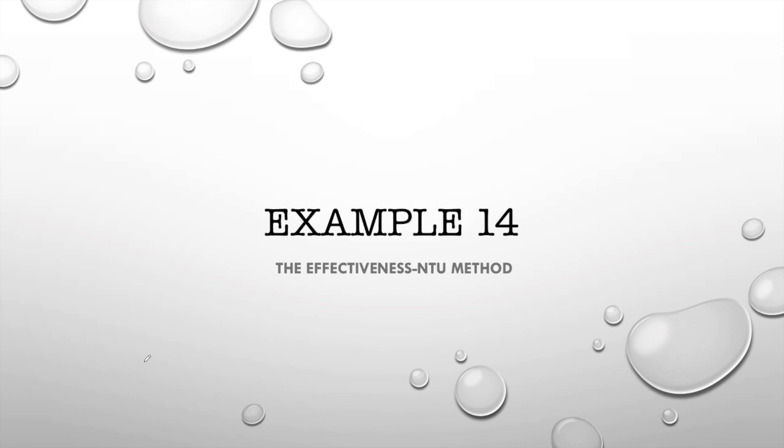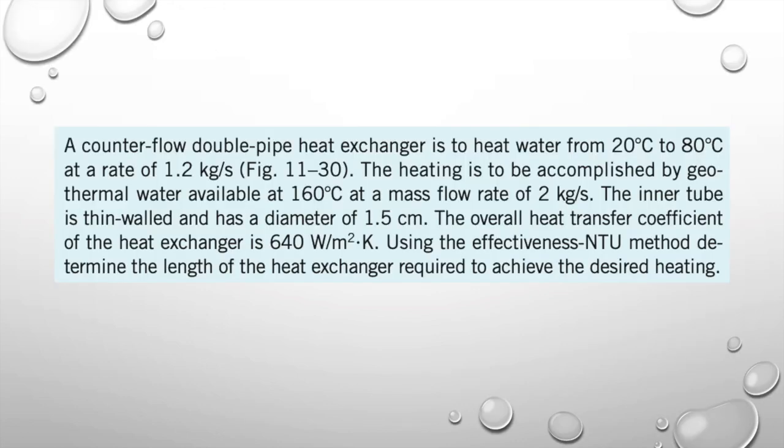So let's take a look at the question. A counterflow double pipe heat exchanger is to heat water from 20 degrees Celsius to 80 degrees Celsius at a rate of 1.2 kilogram per second. After this, you will see the figure of this question.